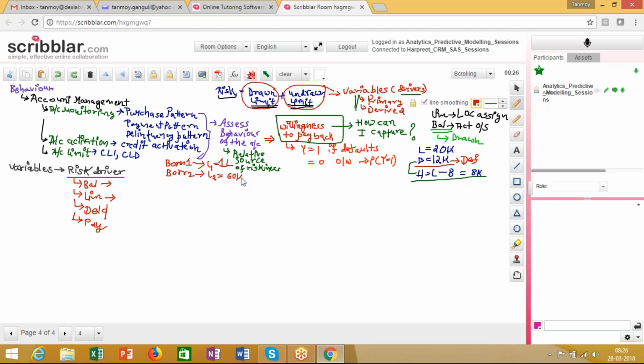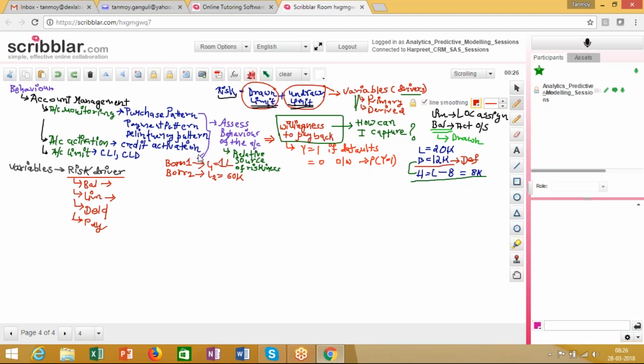Now, by looking into this limit, can I say that borrower 1 is more risky for the bank compared to borrower 2? By looking into this sole primary variable, can I make an insight about the riskiness of the borrower? No, we cannot. Why? Because I can see that this guy has been given the loan.